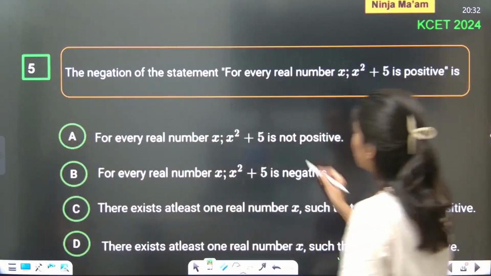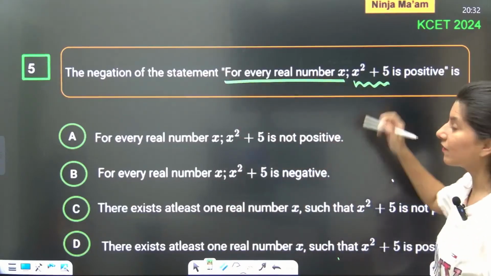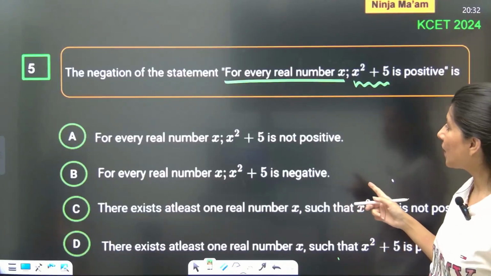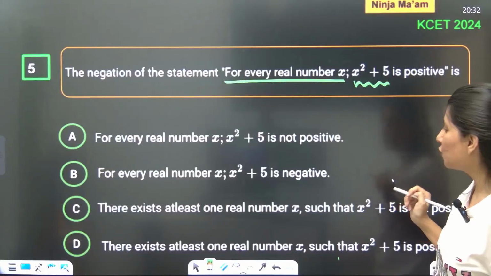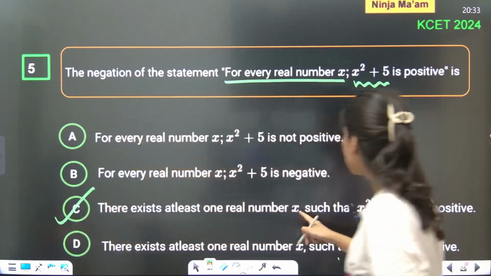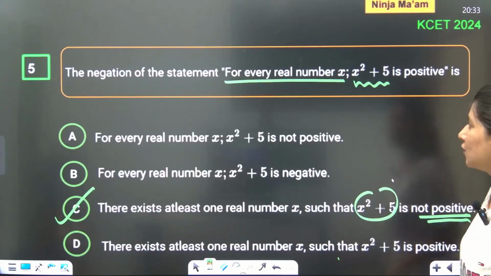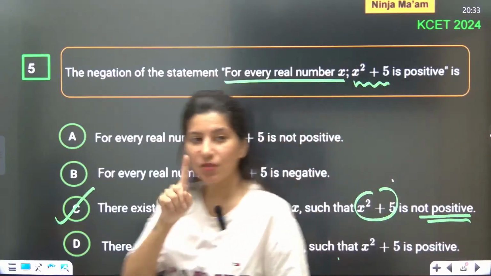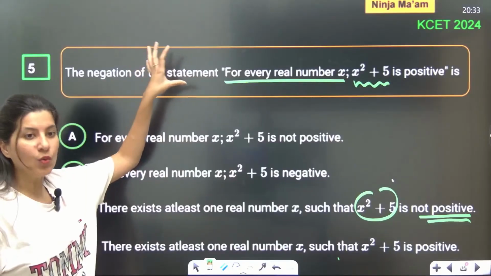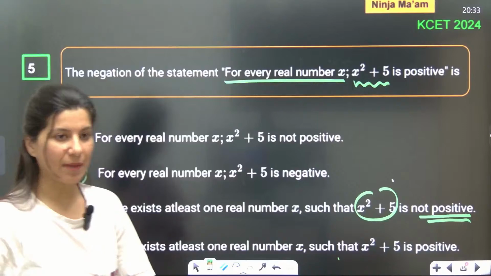See, negation for the statement: for every real number x, x square plus 5 is positive. So we are looking for negation. For every real number, x square plus 5 is not positive. No. Actually, what is the negation? There exists at least one real number x such that x square plus 5 is not positive. See, to prove this wrong, we need just one real number. So option C will be absolutely right.